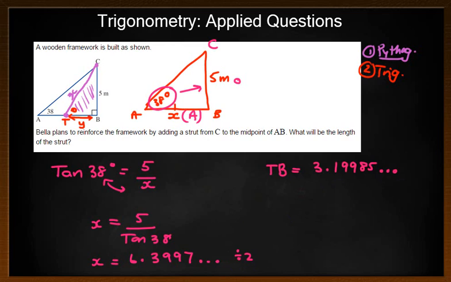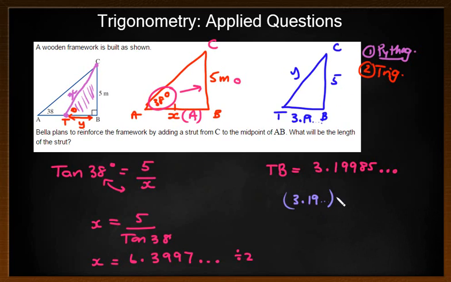And that's going to give me 3.19985 and so on. So if I redraw that initial triangle, with my T, my B, and my C, we know that was 5. We now know that this is approximately 3.19 and so on. And what we can now do is use those two sides, using Pythagoras, to find y. So I'm going to say my 3.19 squared plus 5 squared is equal to, we'll say, y squared.